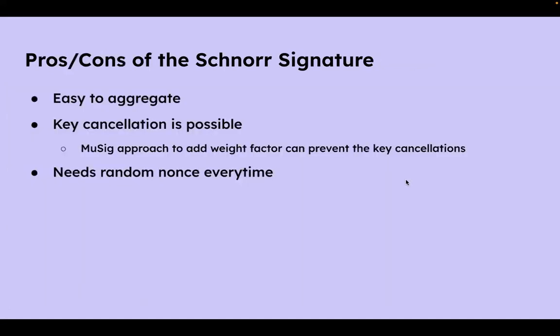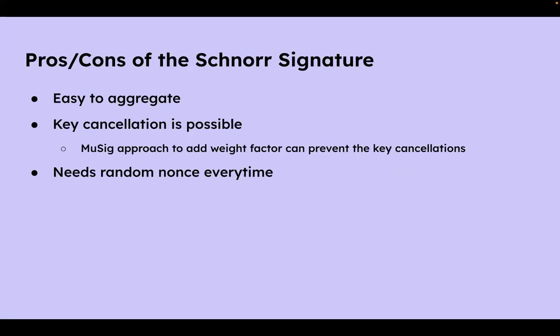But actually there's also some problem. I think we can just skip this. The problem is the key cancellation attack. Because it is easy to aggregate, you can compute your own signature and I compute my own signature, and we can just add these two signatures. But if we complete a signature using only this addition, then the other party can cancel your key just using its homomorphism.